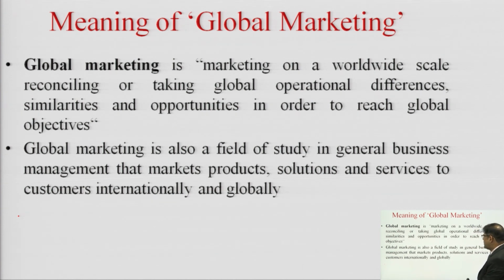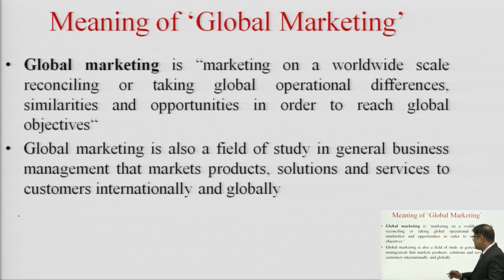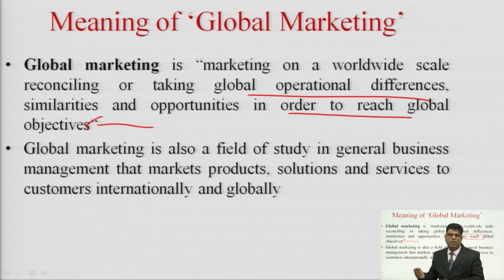Global marketing, as mentioned here, is marketing on a worldwide scale, reconciling or taking into account global operational differences. There would be operational differences as the company moves from one country to the other, but these global operational differences are taken into account, along with the similarities and the opportunities, in order to reach the global objectives. Companies with global objectives do global marketing, and companies which have an ambition to reach various parts of the world and to sell their products and services in various countries across the globe do global marketing.